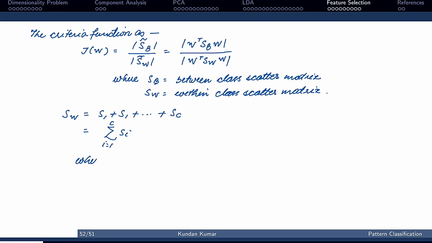where Si can be defined as the summation of (x minus mi)(x minus mi) transpose, where x is a sample from the set Di, the ith class, and mi, which is the mean of the ith class samples, is 1 by ni times the sum of x, where ni is the number of samples in set Di.